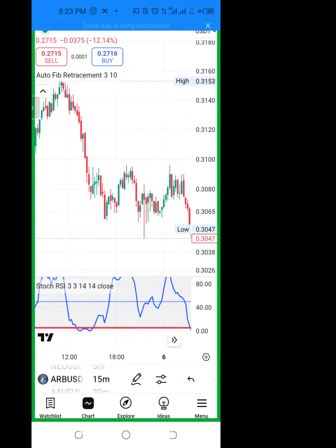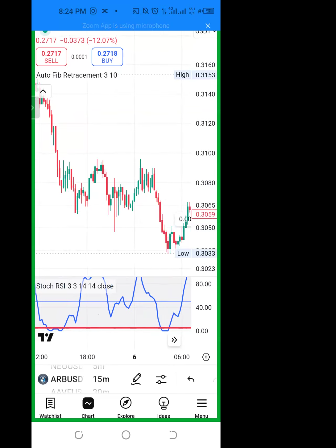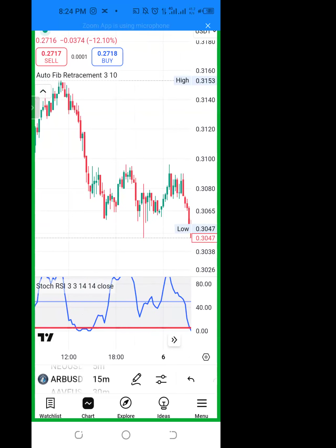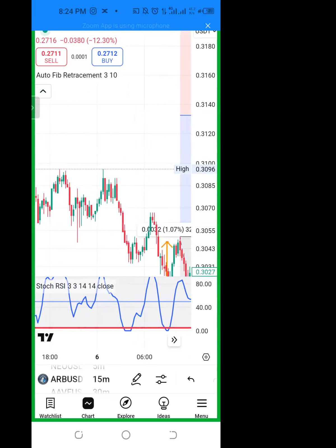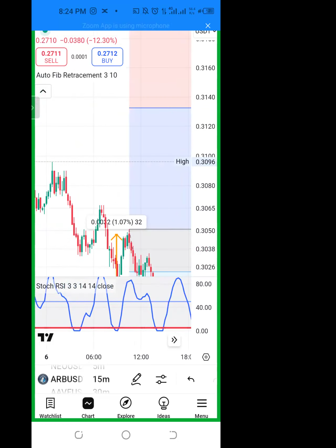Are you seeing it? It does it below 5. I think I'll put it at 5 myself. It goes below 5 before it moves up. See it here, it did it here.